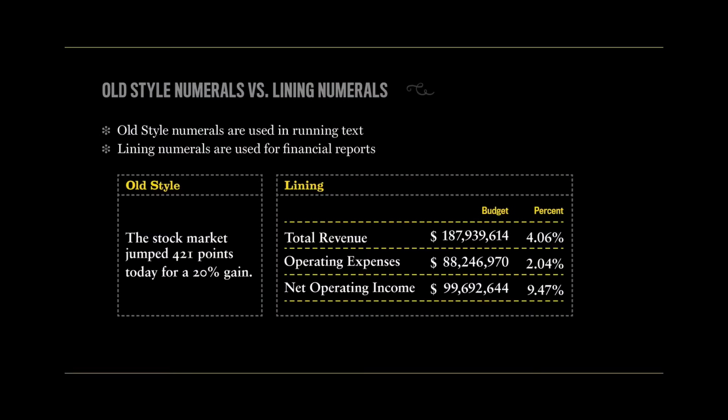For old style numerals, the rule is to use them in body copy wherever possible. Lining numerals, we're taught that they're used for anything for accounting. I've done annual reports for a long time, and usually in the financials, it's preferred to use tabular lining versus proportional lining, and I'll explain that too.